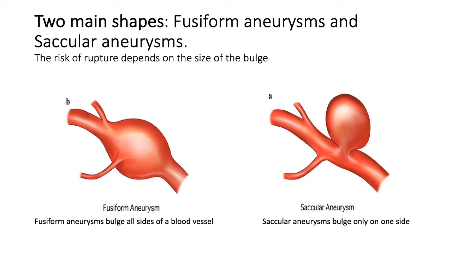Here's a diagram showing two types of aneurysm: fusiform aneurysm and circular aneurysm. As I mentioned before, an aneurysm is a bulge on the artery wall, as shown in the image on the left. The bulge that happens all around the blood vessel is called a fusiform aneurysm, and the circular aneurysm refers to an aneurysm that happens on one side of the blood vessel. Previous research results show that a bigger bulge has more chance of rupturing.